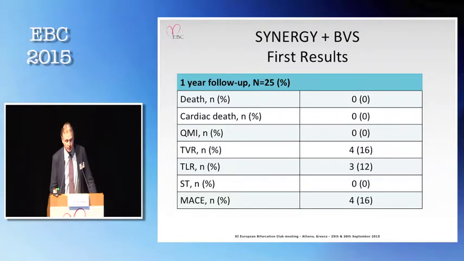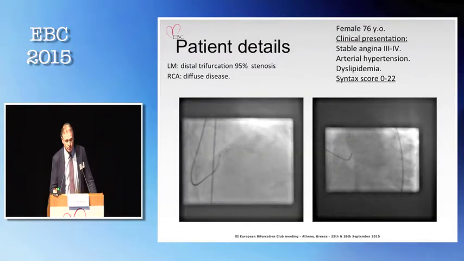And this is one of the examples that I wanted to show. Hopefully it will work. Of course, this is a very low SYNTAX score. That's why I'm always saying that even if you have a really difficult left main, the SYNTAX score could be very, very low. But you see the isolated stenosis, and that's of course how we started our procedures years ago, because of patients like this particular female, 76 years old.